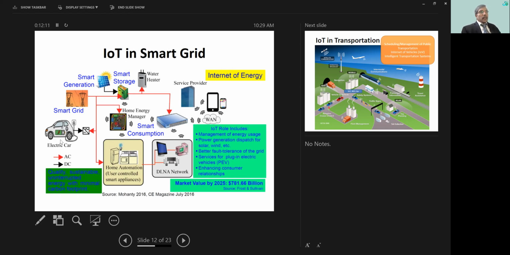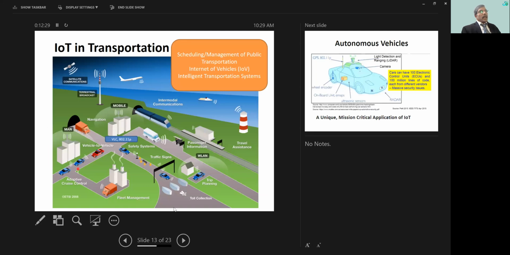So you can actually get energy from the smart device, as well as supply energy to the smart car. This can help with vehicle-to-grid and grid-to-vehicle energy flow, which will help you better manage the smart grid overall. Right? And of course, in transportation, IoT plays an imperative role.